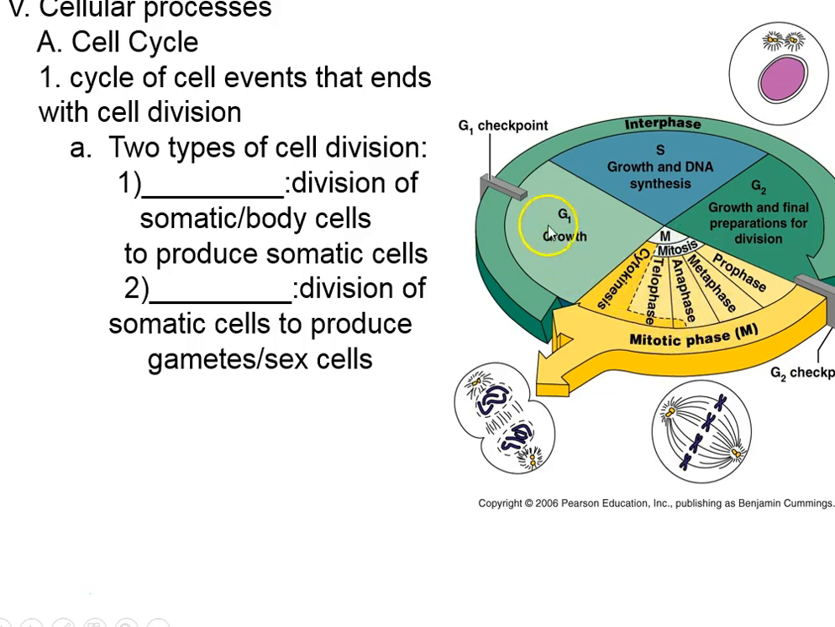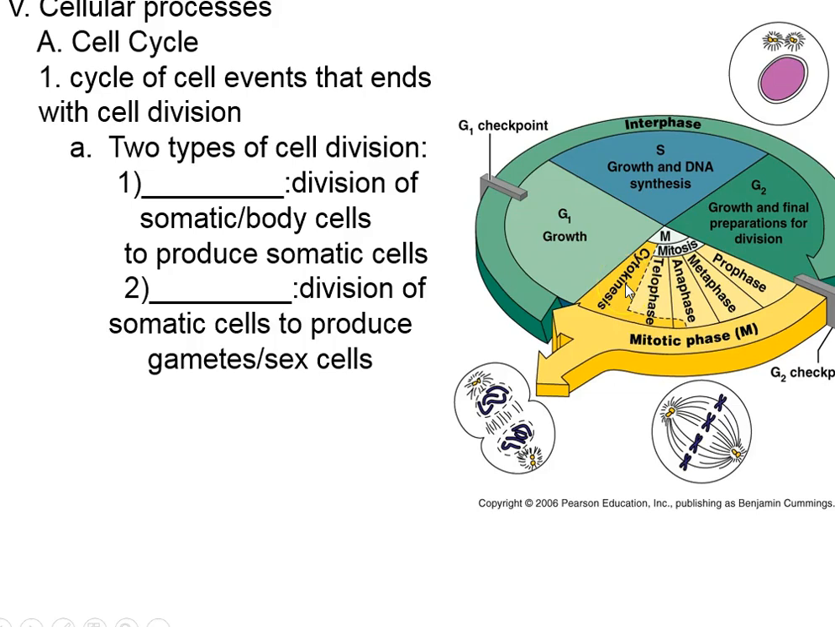So a cell goes through G1, then it starts to prepare to divide by doubling its DNA, doubling all of its organelles, doubling its centrioles. All of that happens in interphase, and then finally you go into mitosis, which is cell division.